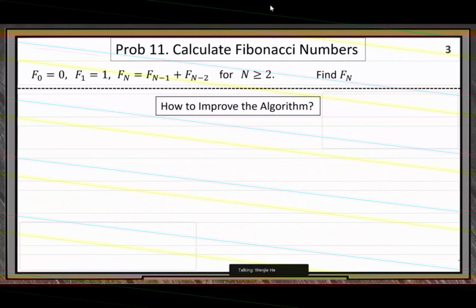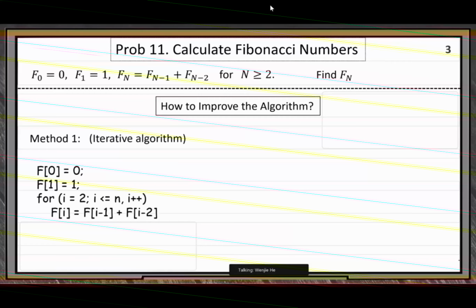How to improve the algorithm? Method 1: we do not use the recursive algorithm. We use an iterative algorithm. We can avoid redundancy with an iterative algorithm.